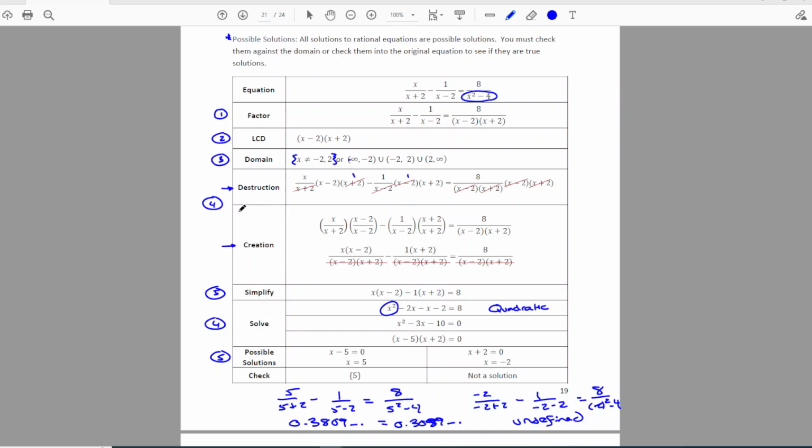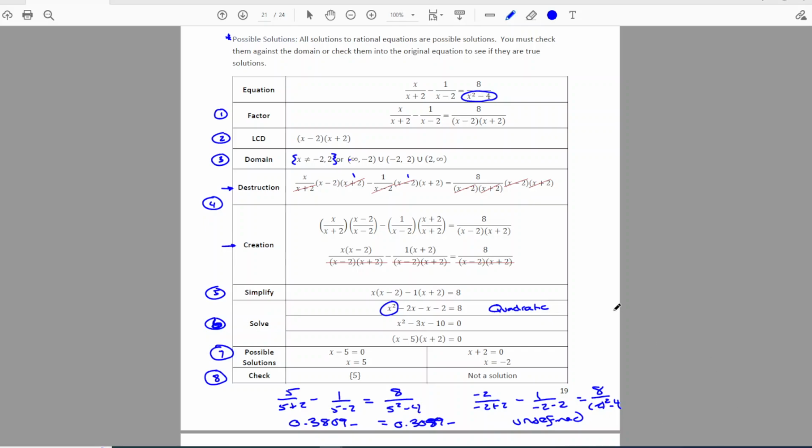So I've written some steps out here. I've realized I misnumbered them here, but when we go to solve a rational equation, first thing I would do is recognize it's rational. Then I would factor, find the lowest common denominator, determine the domain, solve by getting rid of the fractions using either destruction or creation, simplify, then solve the quadratic or linear equation that you get as a result. And then lastly, what you get from there are always possible solutions. So you want to check them and make sure that what you get is actually a solution.